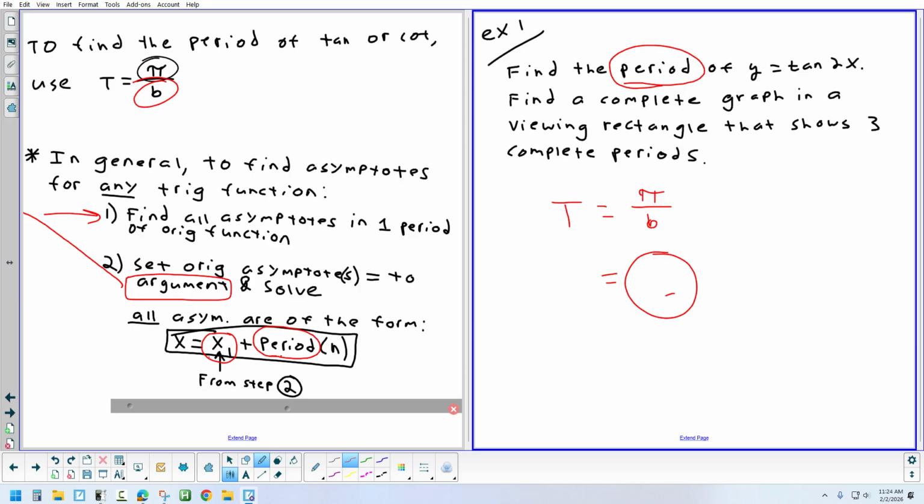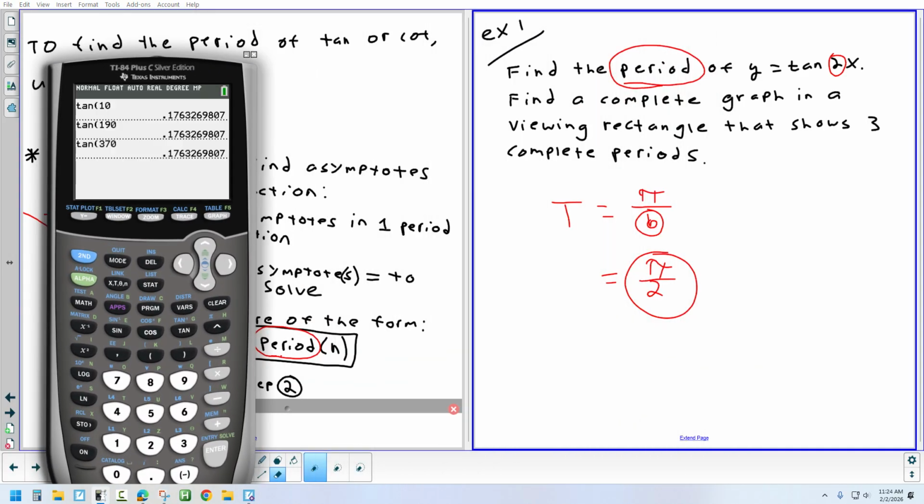Yeah. Pi over 2. What's the b value? Yeah, the b value is 2. So the period is pi over 2. Okay, so that's the first part of the question. Find the period. We're done. Pi over 2. Now graph it and show 3 cycles.